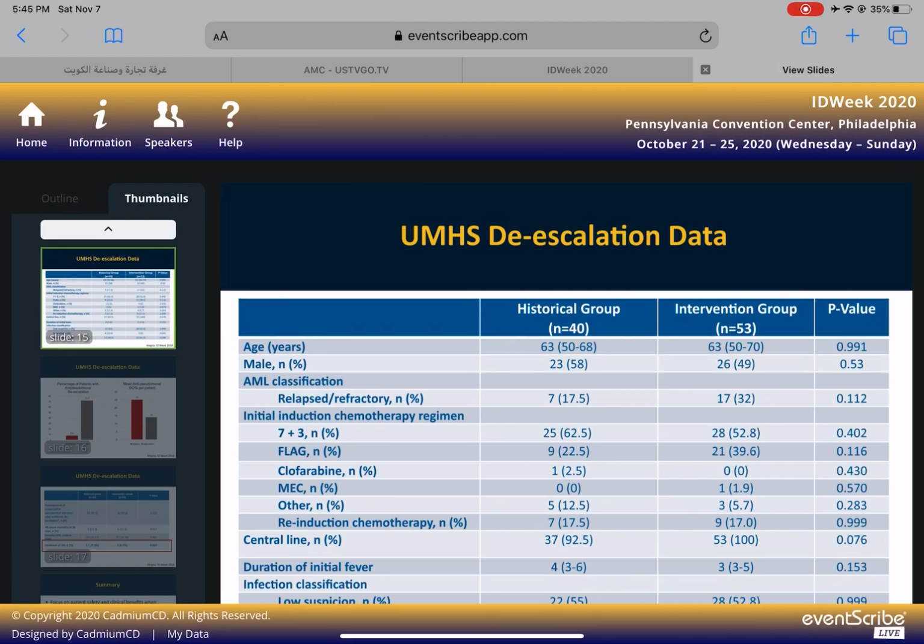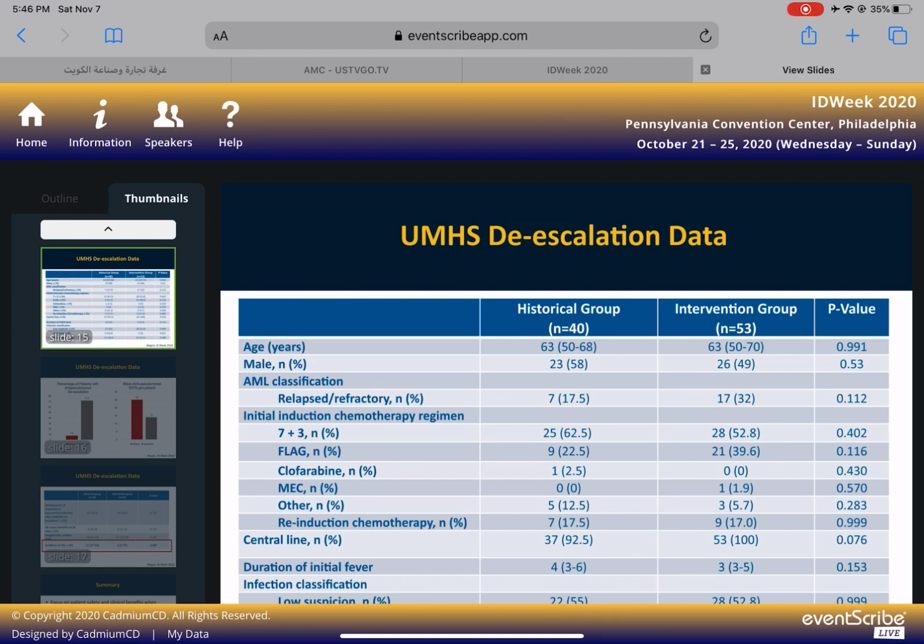Almost all patients had a central line at the time of their febrile neutropenia. Their duration of fever wasn't really that different between groups. It was a median of 4 days in the historic group, 3 days in the intervention group, with similar interquartile ranges.